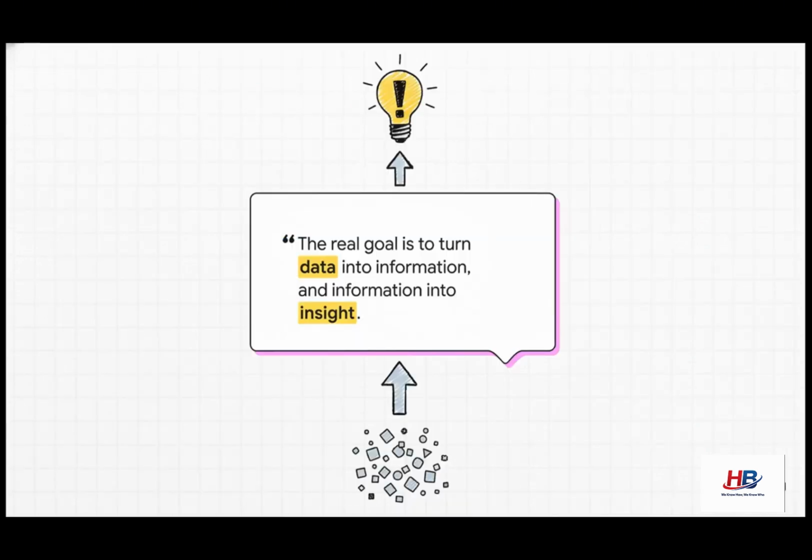And this quote from Carly Fiorina just nails it. The real goal is to turn data into information and information into insight. We've just done that first part. We turned our raw data into useful information. But she points to that next, even more powerful step, turning information into insight, which is what brings us to the very top of our hierarchy.